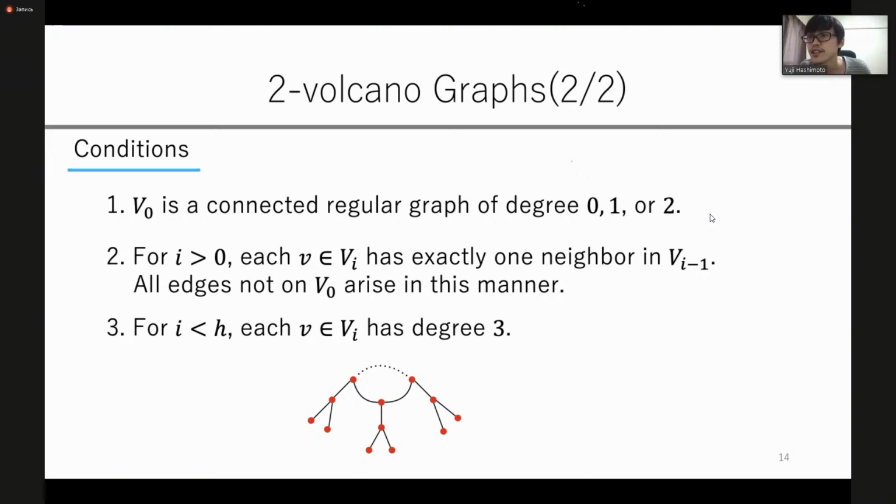In fact, there are a few conditions for the two-volcano graph. V0 is a connected regular graph of degree 0, 1, or 2. For i greater than 0, each v in Vi has exactly one neighbor in Vi minus 1. All edges not on V0 arise in this manner. For i smaller than h, each v in Vi has degree 3.